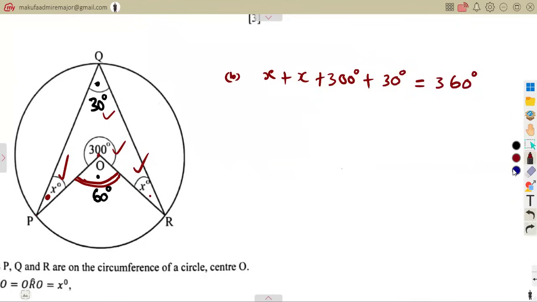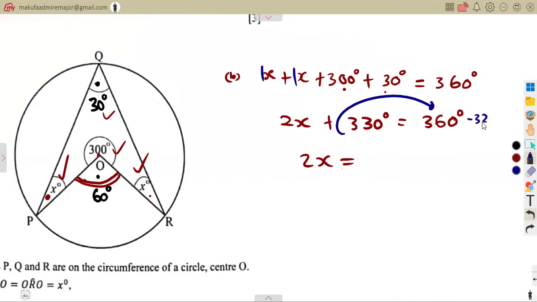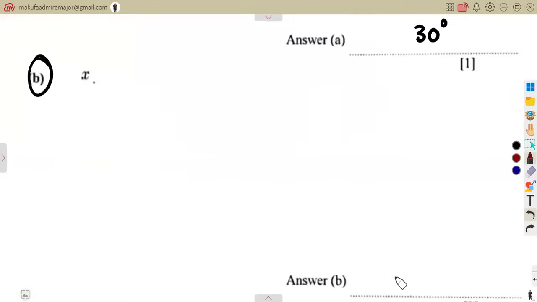x plus x is simply 2x, 1 plus 1. So that's 2x plus 300 plus 30, which is 330 degrees, is equal to 360 degrees. So 2x will be equal to 360 minus 330. If you transpose this to the other side, it will be a negative. So that is going to be 30 degrees. Okay, so we can divide by 2 to determine the value of x, which is going to be 15 degrees.